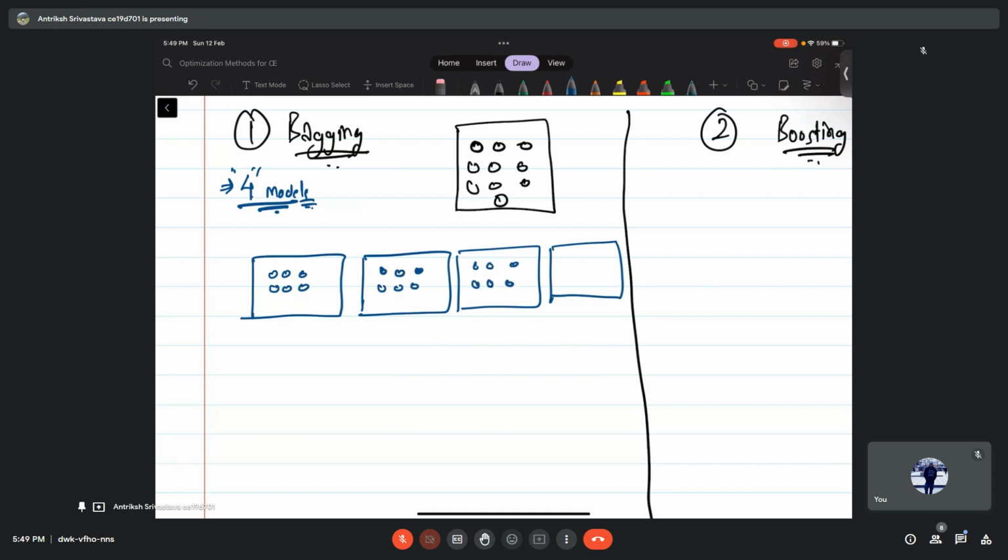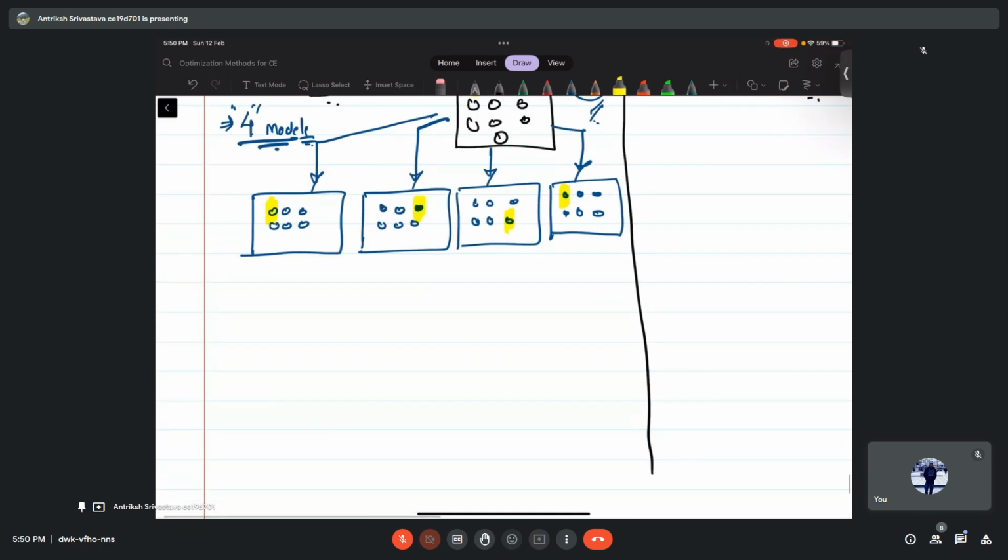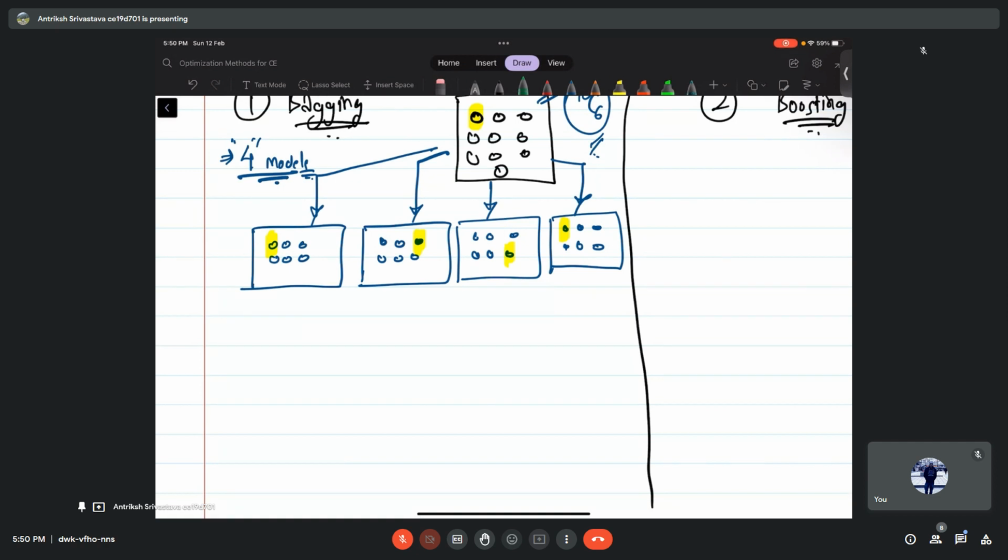You can calculate how many different combinations of 6 you can get from this set of 10 data points. So 10C6 combinations can be there, and we just take 4 of them and give them as input. These inputs can be repeated. If I have given this particular data point here, it can also go here, here, and here for training. This procedure of selecting the input with replacement for a simpler model is called bootstrapping.